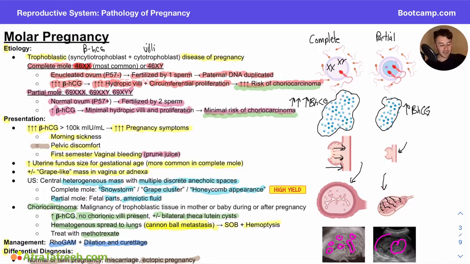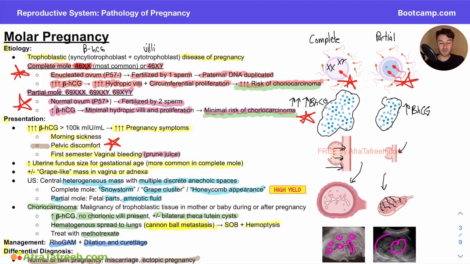But in terms of our high yield review, I think it's really important that you know the difference between a complete and a partial mole. So knowing that a complete mole is due to one sperm that duplicates its DNA, whereas a partial mole is due to two sperms that are then not going to undergo any replication. They're just meeting up with a nucleated egg. Additionally, I think it's important to know that the beta HCG is significantly higher in the complete mole, and this is what explains the increased pregnancy symptoms that we can see on presentation.